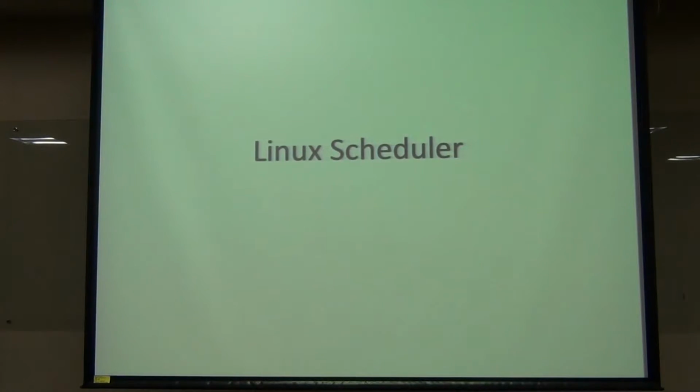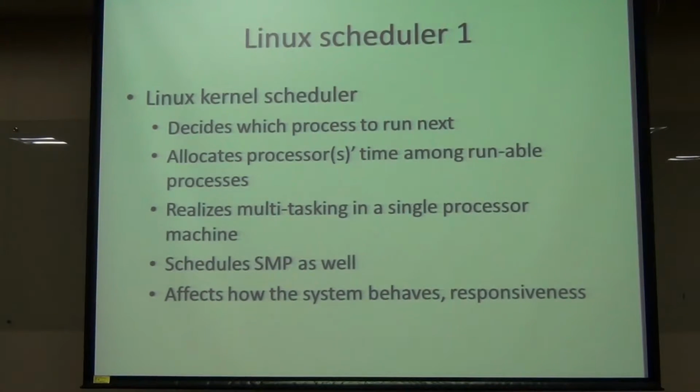Okay, so let me briefly cover the real-time scheduler. The scheduler is the main part of the kernel, as we all know. It decides what task or process is going to run next, and correspondingly allocates processor time to a single CPU or multiple CPUs, realizing multiple tasks on a single CPU if it's a single processor, as well as supporting SMP. How you design your scheduler will impact your system behavior as well as responsiveness.